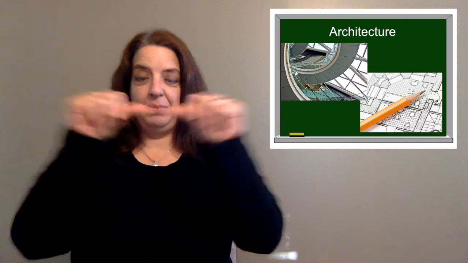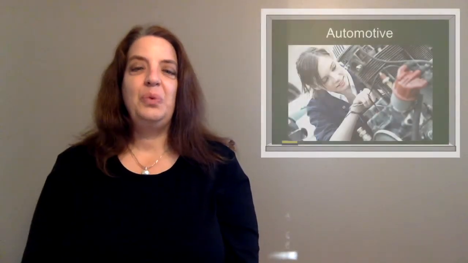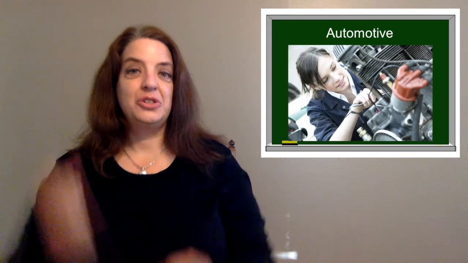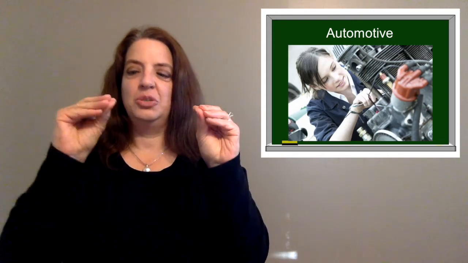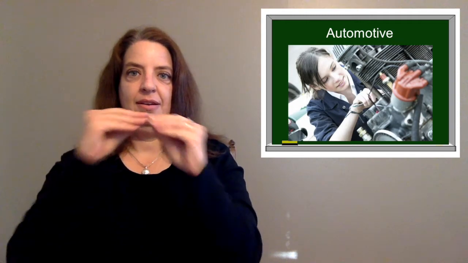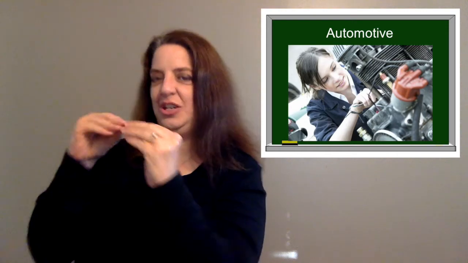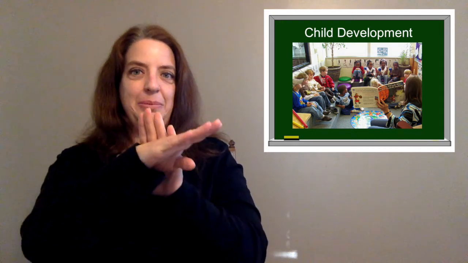Next we have architecture. Architecture. So you think about the design of a building and how it looks, the shape of the building, starts with an A, architecture. We have classes in automotive. So that is car repair. And this is the sign to fix. So it's a flat O, and then they move back and forth this way. Fix. Car repair.